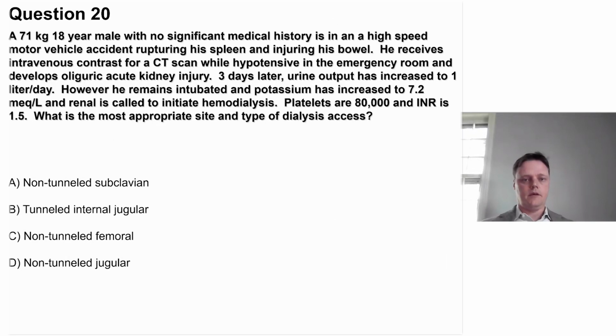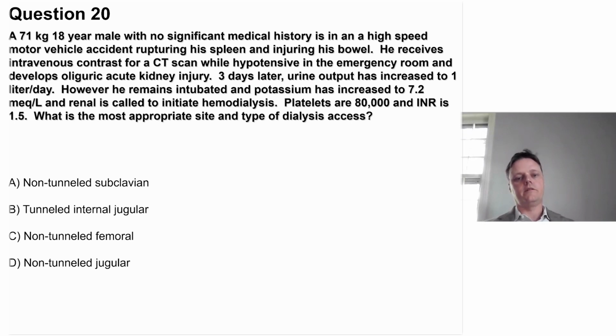A 71-year-old man with no significant medical history is in a high-speed motor vehicle accident, rupturing his spleen and injuring his bowel. He receives intravenous contrast for a CT scan while hypotensive in the emergency room and develops oliguric acute kidney injury. 3 days later, his urine output is increased to 1 liter per day, however, he remains intubated and his potassium is 7. Renal is called for hemodialysis. His platelets are 80,000 and his INR is 1.5.